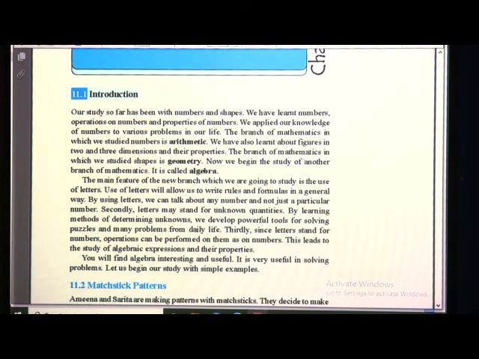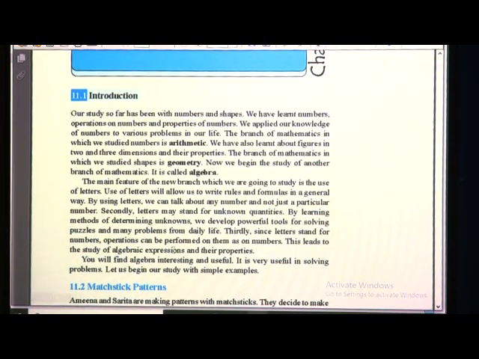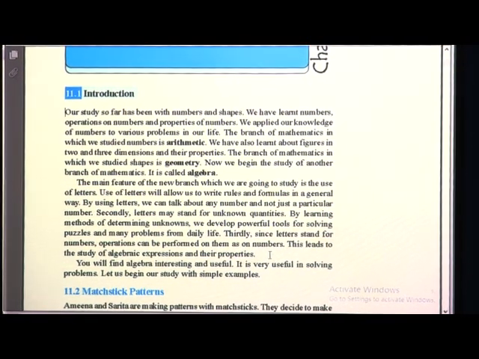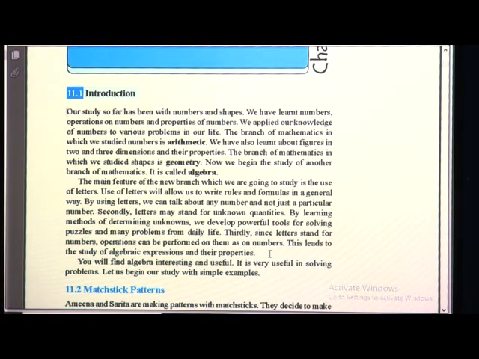Thirdly, since letters stand for numbers, operations can be performed on them as on numbers. So letters stand for numbers. So n number of chocolates, it means it's a number, but the number is unknown.